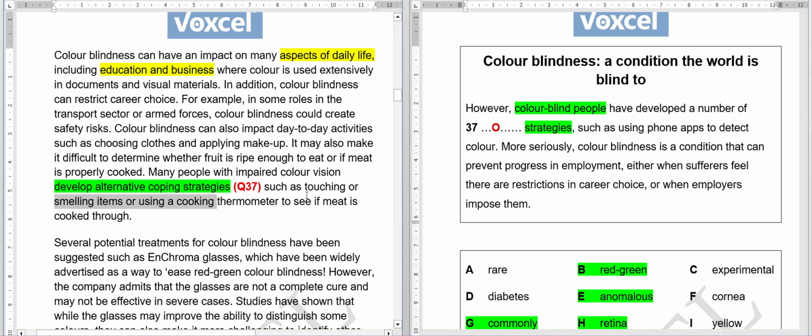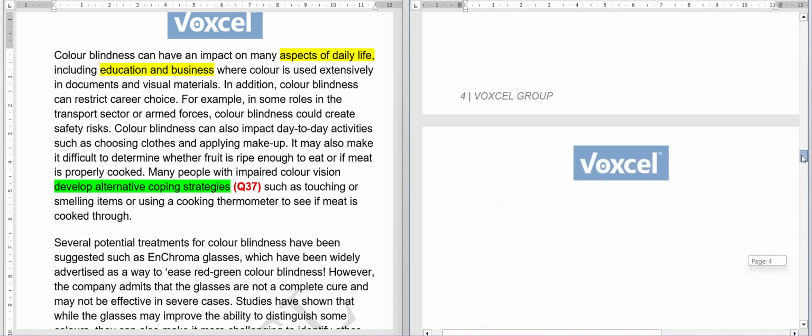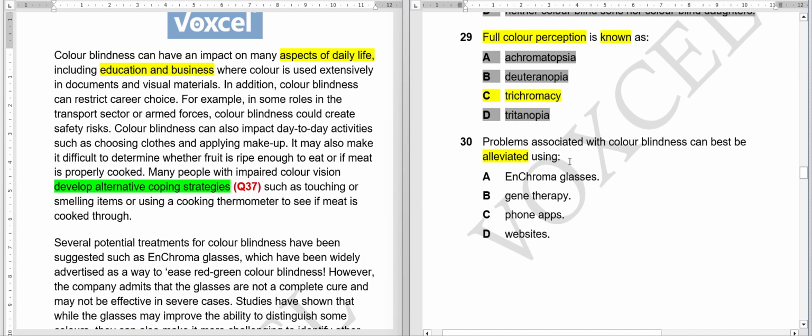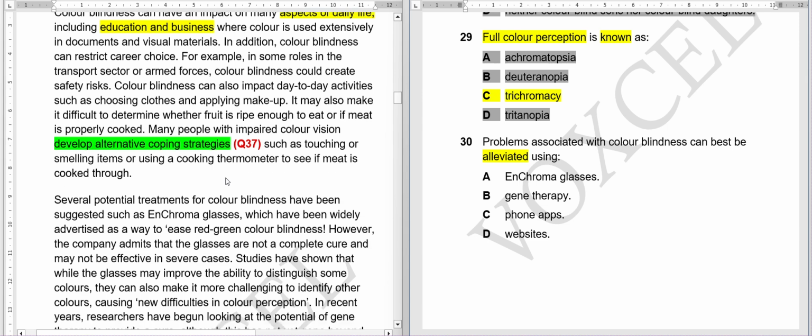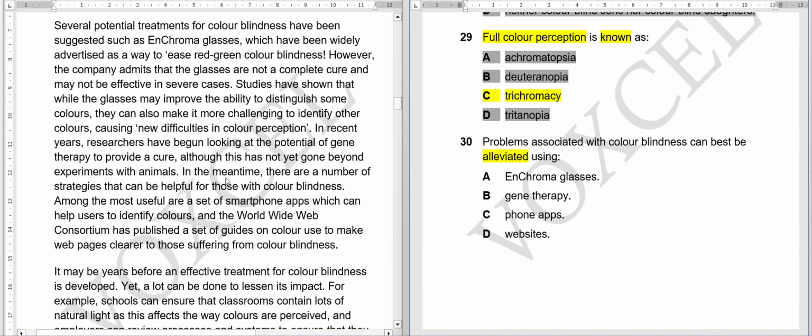But here they are talking about touching, smelling, using a cooking thermometer, nothing about phone apps, but here they are saying phone apps. So I think in the next paragraph there should be something about phone apps, and this question is also about solving problems. So that's why I believe the answer could be option C. So that is the benefit if you read carefully, but we will not mark it unless we find it in the text. So let's read this next paragraph.